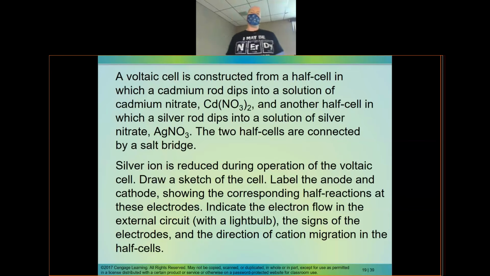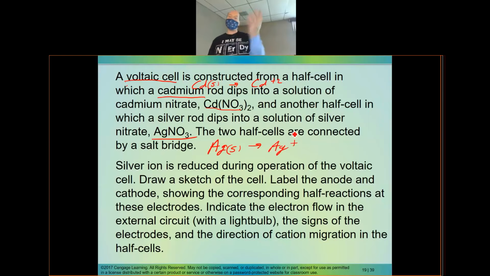All right, so here's another voltaic cell. Voltaic cell means that it's spontaneous. So we have a cadmium solid metal in a solution of cadmium nitrate. All nitrates are soluble. So we have a cadmium solid, and we have a cadmium +2. Another half cell, there's a silver rod, Ag solid, silver solid, dipped into a solution of silver nitrate. All nitrates are soluble, and so we have Ag+.